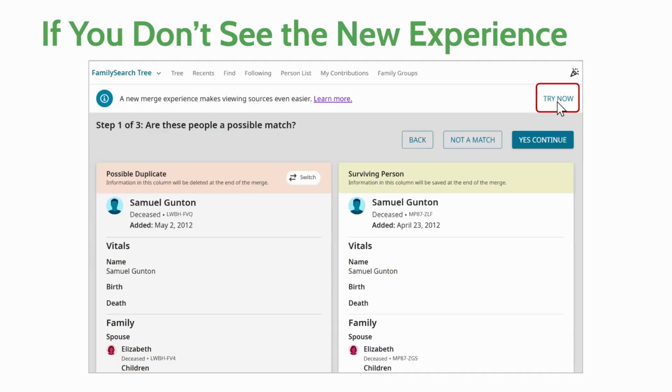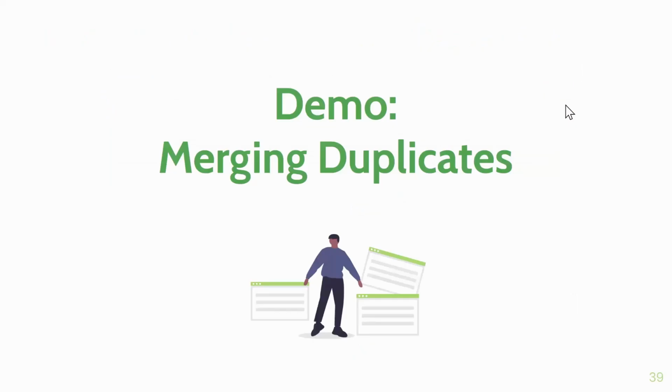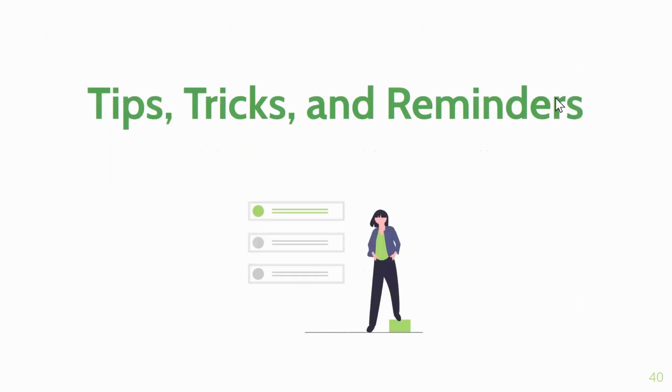And if you get into the new merge experience and for some reason you're like, oh, I don't really like this. I'm very uncomfortable. I want to go back to the old one. At least for the time being, as of today, there is an option to go back to the old one if you prefer. So hopefully that makes you feel a little more comfortable to go ahead and try it, knowing that you can get back to the old one if you want to. Okay, let's look at a demo of merging duplicates.